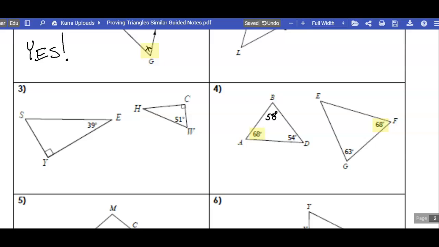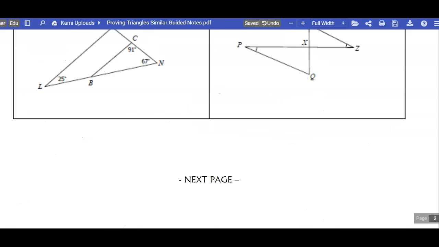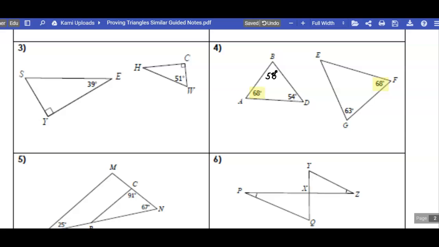And let's find the third angle in the other triangle. So let's subtract out 63 and 68, and that gives me 49 degrees. Okay, so I can see I only have one pair of corresponding angles congruent. So in this case, these are not similar triangles.